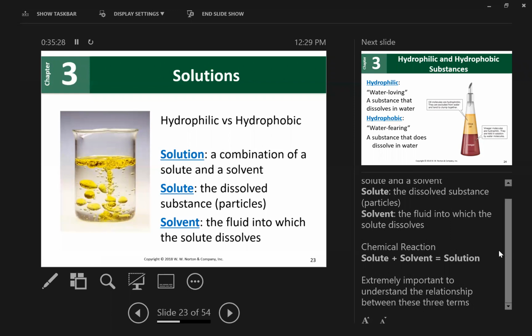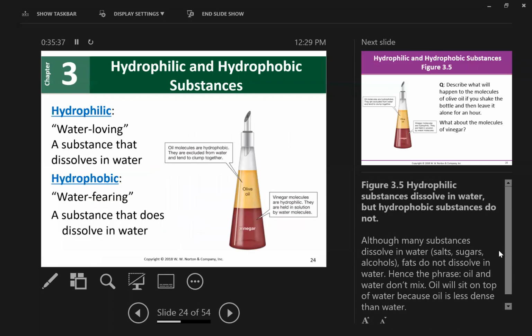Okay, now how does that relate to hydrophilic and hydrophobic? Let's look at that. Hydrophilic is water-loving, a substance that dissolves in water. So it's going to be the solute that loves to dissolve within the solvent. Hydrophobic is water-fearing. Phobic is fear. It's a substance that does not dissolve in water.